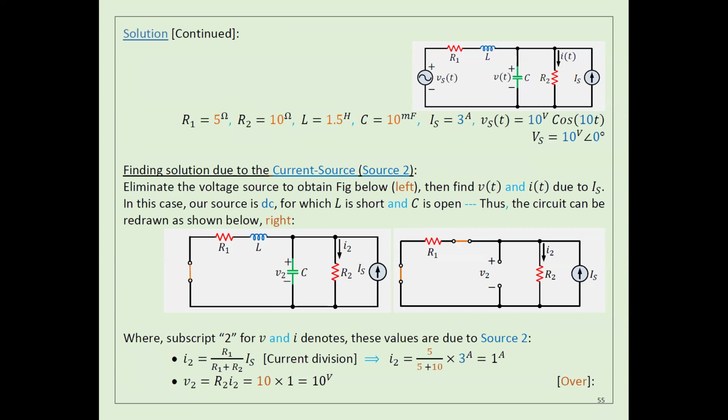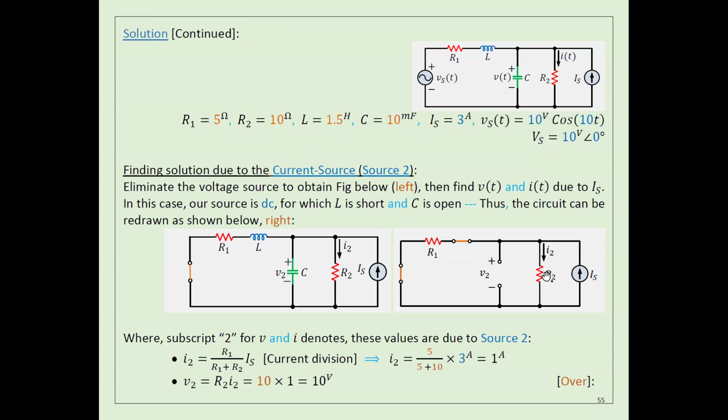Because R1 and R2 are parallel, you have a current source and two parallel resistors, R1 and R2. So now you can easily use current division. Here you have I total, and these two are in parallel. If you read through the circuit, R1 and R2 are in parallel to each other.